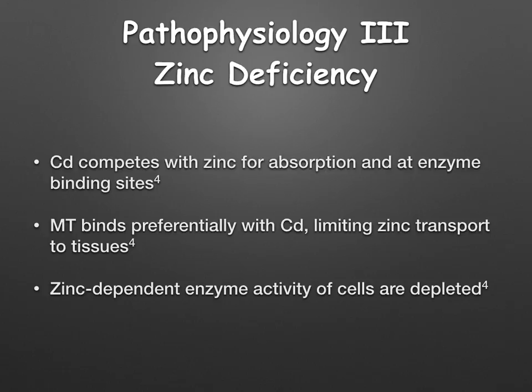So zinc deficiency is caused by cadmium competing with zinc for absorption at the enzyme binding sites. MT binds with Cd preferentially over zinc, limiting the zinc transport into the tissues. Zinc-dependent enzyme activity of cells is then depleted. You might be wondering why zinc is important in the body. Zinc is needed for the immune system, and it plays a role in wound healing.